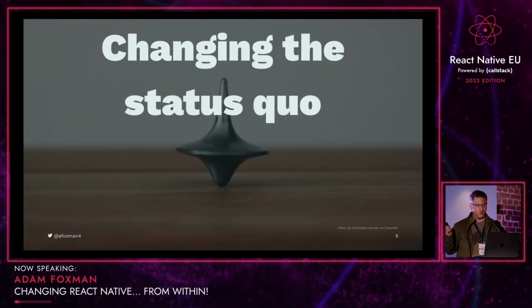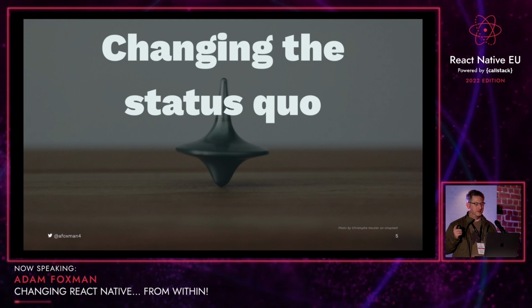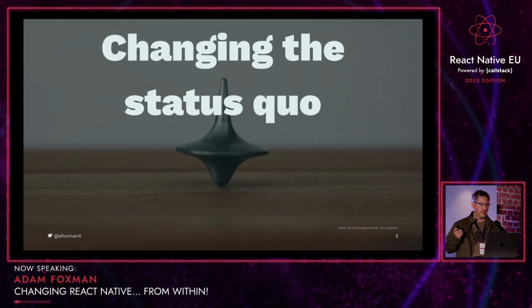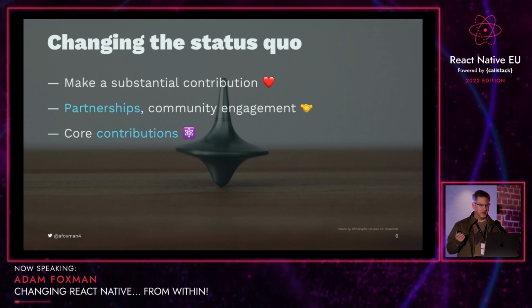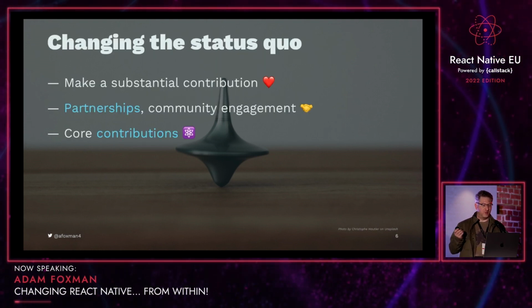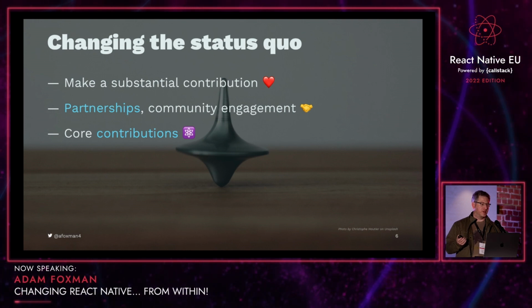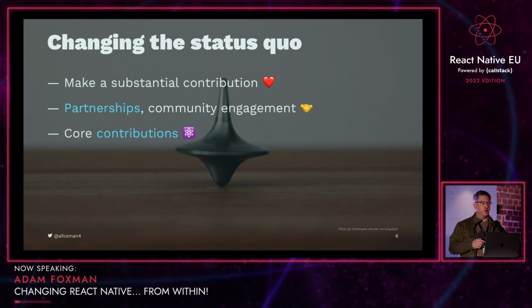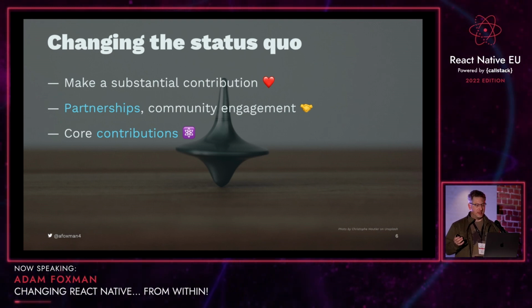And so we're working to change the status quo. We want to make things a little bit better, or a lot better if we can. And how do you do that? Well, the first step that we're taking is we want to make a substantial contribution. And we are. We're shipping these desktop platforms. We ship a lot of libraries and open source.